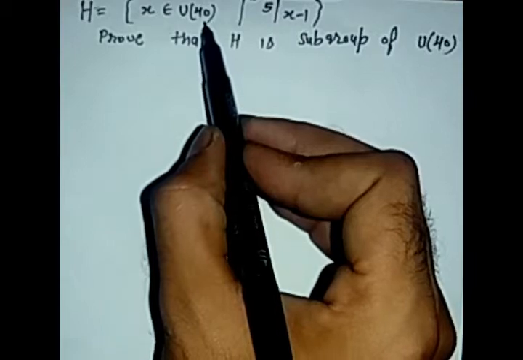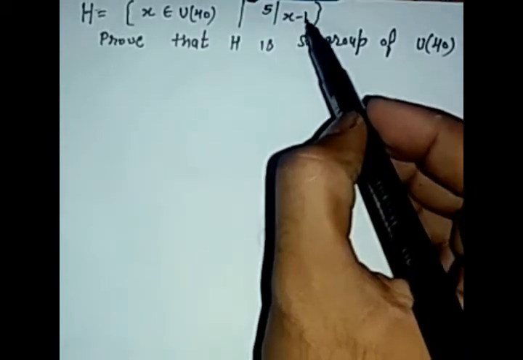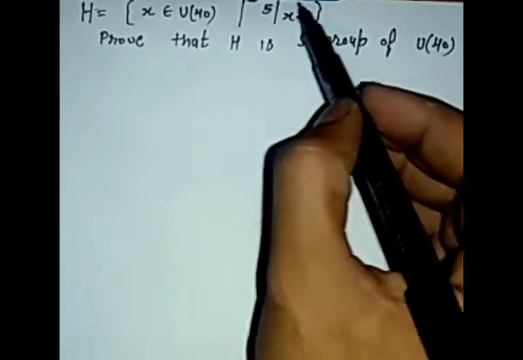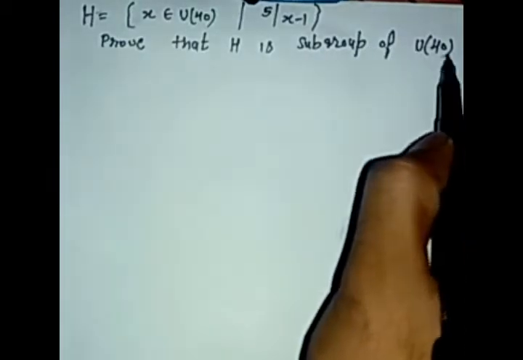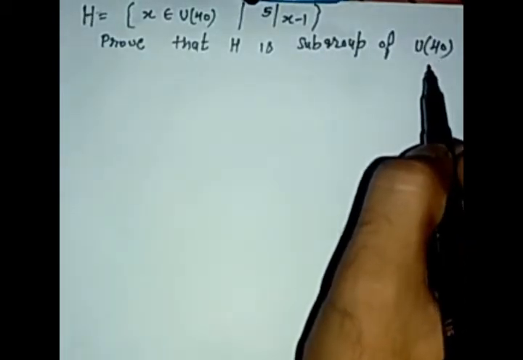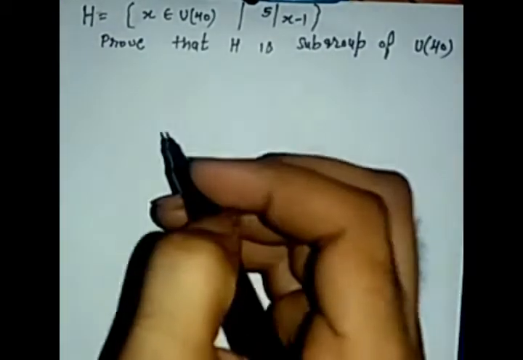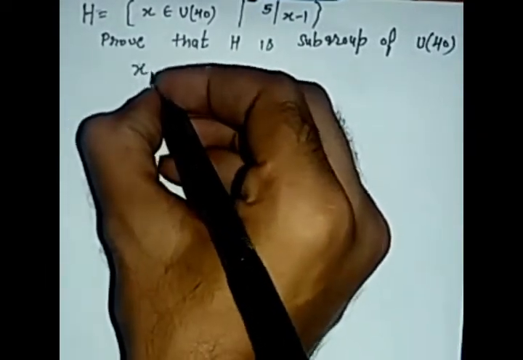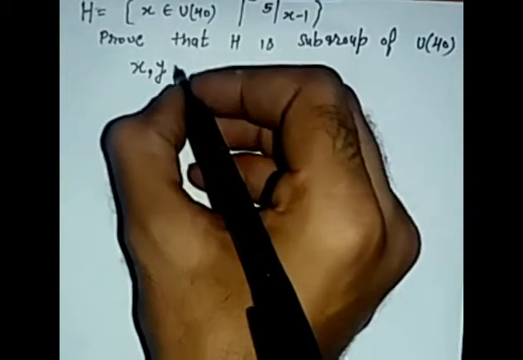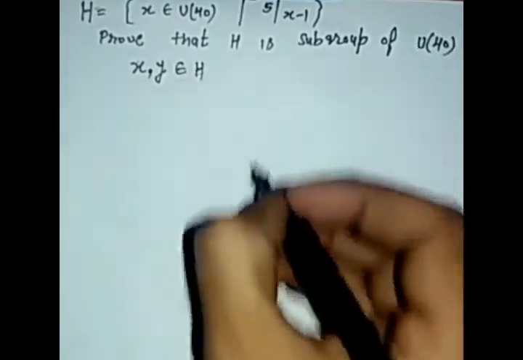Our next question is: H is a subset of U40 which satisfies the condition that 5 divides x minus 1. Then we have to prove H is a subgroup of U40. How can we prove that? For this we have to take two elements from H, x and y from H.